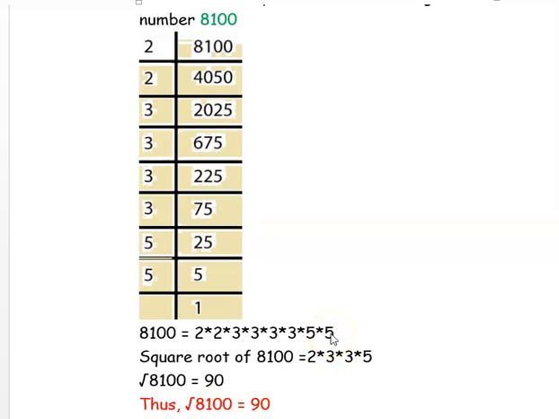Hope you have understood how to find the square root of the given number by using the prime factorization method. If it's a perfect square number, then the prime factorization method is easy for finding the square roots. Hope you have understood all the examples well.